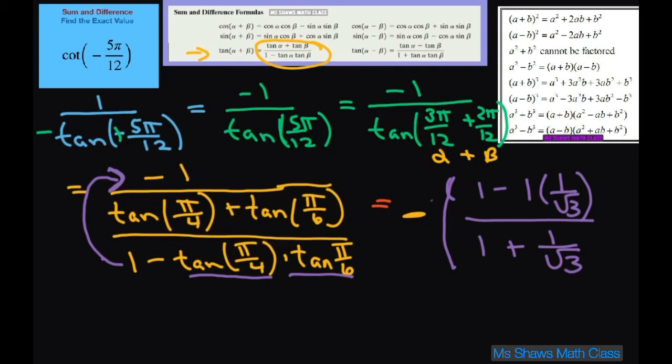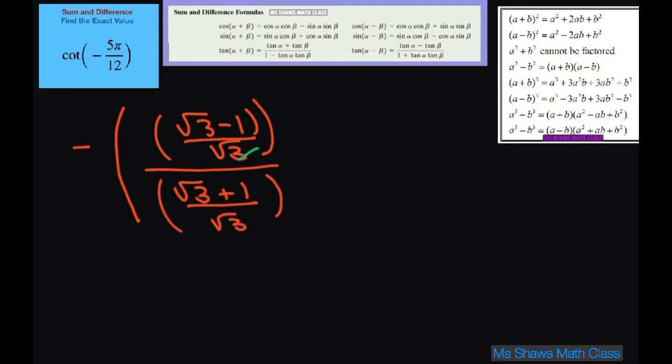Now, we don't need the 1 here, because 1 times that is just that. The common denominator is just going to be square root of 3. So I'm going to change this 1 as square root of 3 divided by square root of 3, and this 1 as square root of 3 divided by square root of 3. That gives me the common denominator. So I'll rewrite that on the next slide. We're going to get negative, square root of 3 minus 1 divided by square root of 3, divided by square root of 3 plus 1 divided by square root of 3.